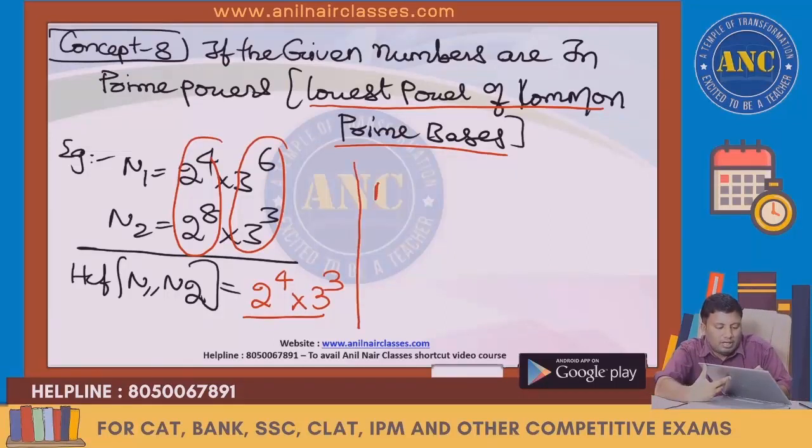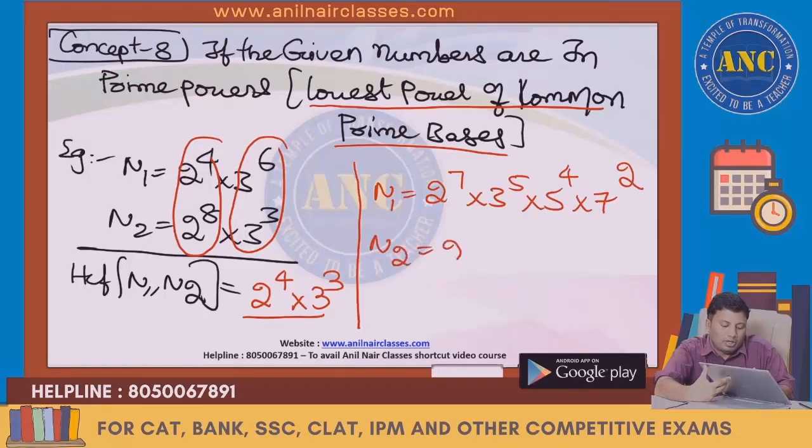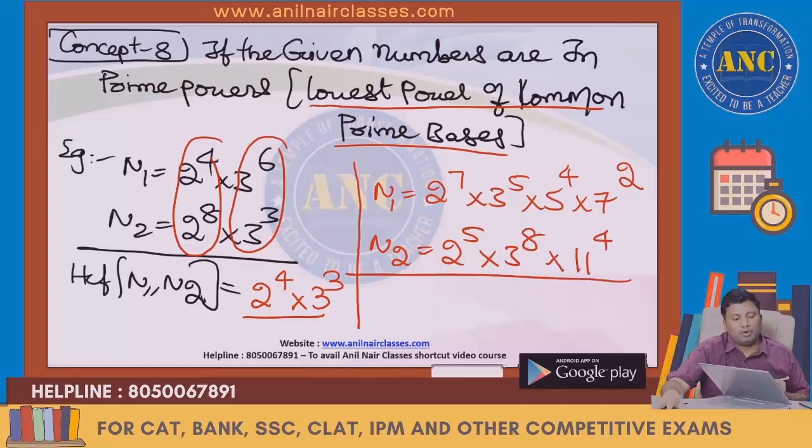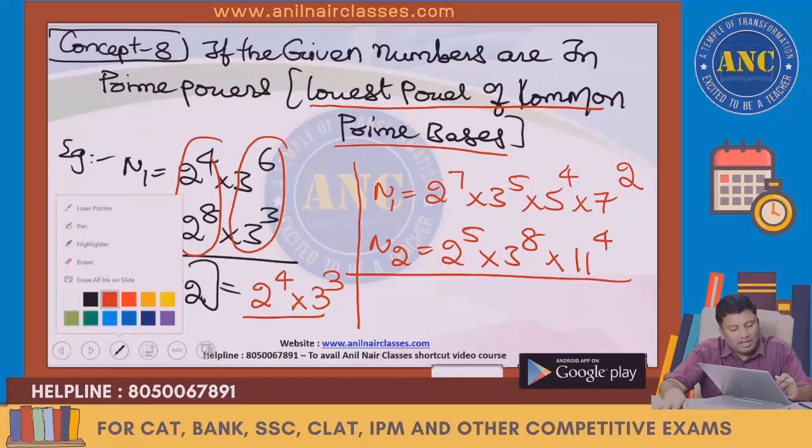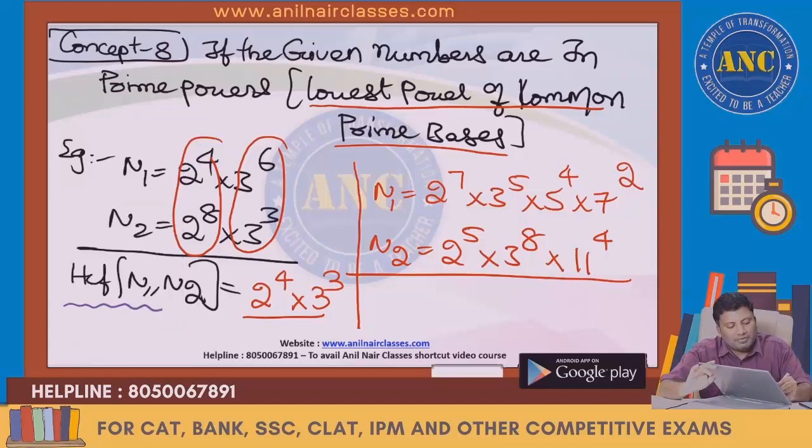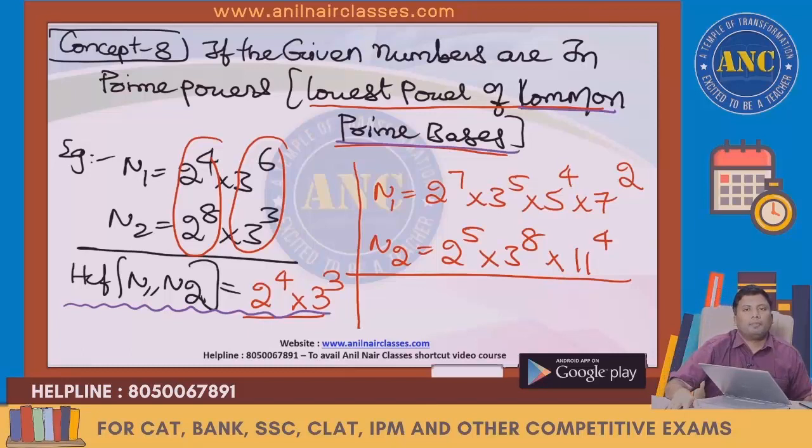Another example, n1 equivalent to 2 power 7 into 3 power 5 into 5 power 4 into 7 square. n2 equivalent to 2 power 5 into 3 power 8 into 11 power 4. HCF always takes the lowest power of the common prime basis.